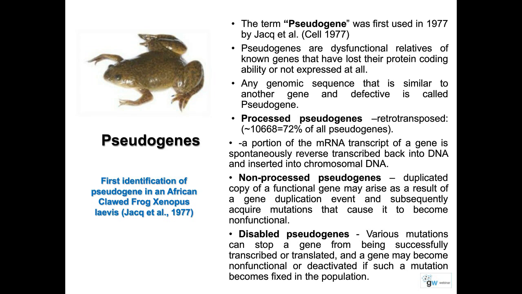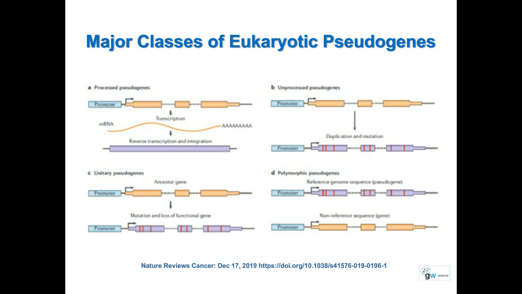Here in this slide, I show you a picture view of the three categories, plus one new category, of pseudogenes. As you see in figure A, this is the example of the processed pseudogene, where mRNA is transcribed into a single-stranded RNA with the poly A tail and everything. Then it gets spontaneously reverse transcribed into double-stranded DNA and inserted into a different location. This is called a processed pseudogene.